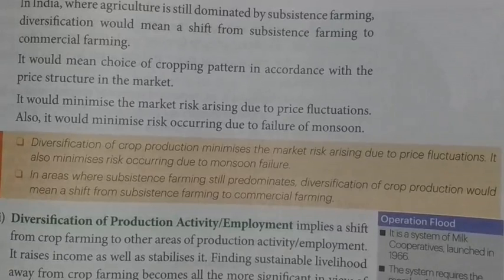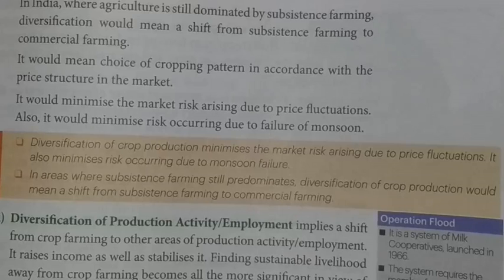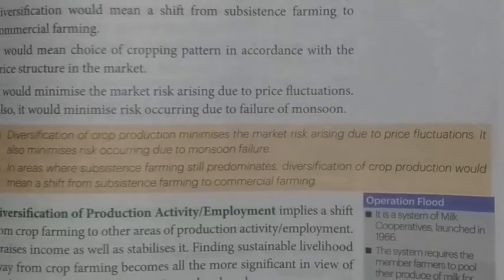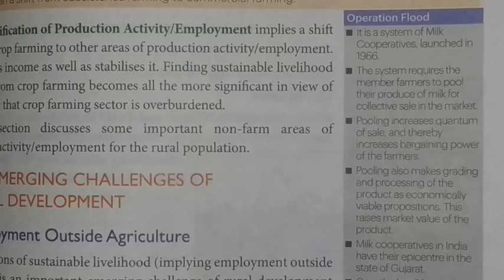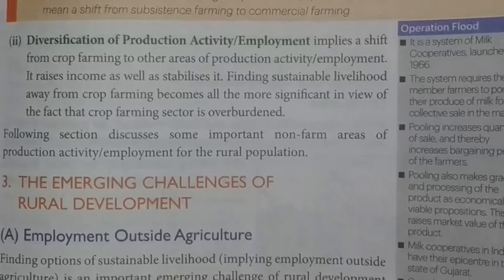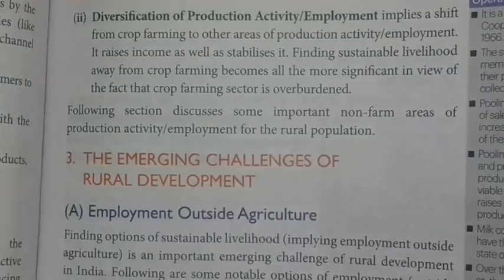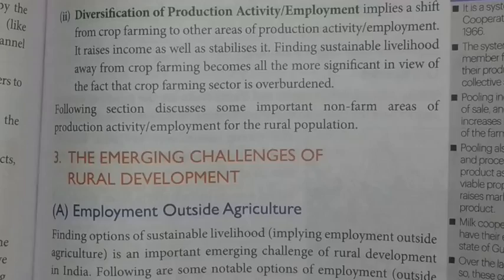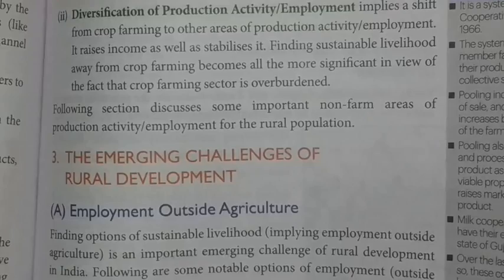It would minimize the market risk arising due to price fluctuation, and also it would minimize the risk occurring due to failure of monsoon. So this helps in this way. Now the diversification of production activity or employment. Diversification of production activities implies a shift from crop farming to other areas of production activity or employment. It means we need to go with other work as well. We need not depend on farming only. We need to look for other sectors as well.